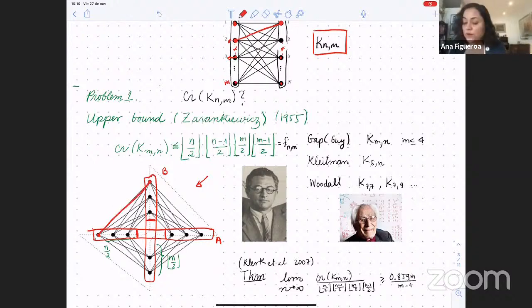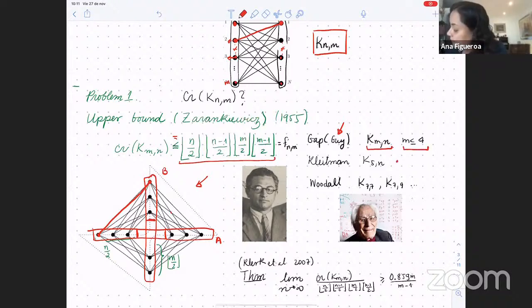Yes? So you can say that the crossing number of the bipartite complete graph is less than or equal to this number, which is the number of crossings in this drawing. Zarankiewicz in his article also gave a proof that this was equal, but it was Guy who found a gap in that proof. Guy also proved that this equality is true for K_{M,N}, where M is less than or equal to 4.